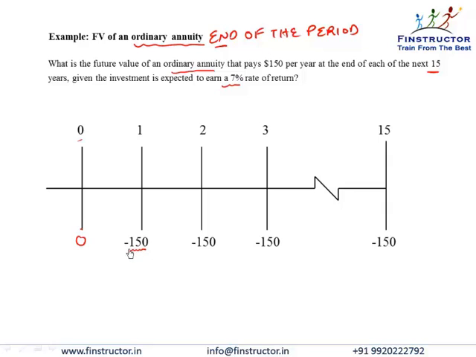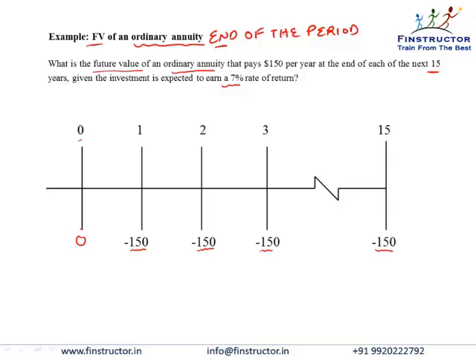So never mind the minus sign here, guys. You can assume that you're making the payment, or you can assume that you're receiving the payment. Either way, the future value will come out to be the same. At the end of the second year, I again pay $150, so on and so forth till the 15th year. So this is just a depiction of the cash flows of the ordinary annuity. Question asks, compute the future value.